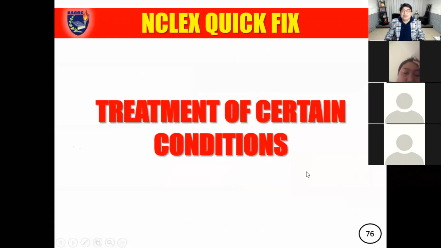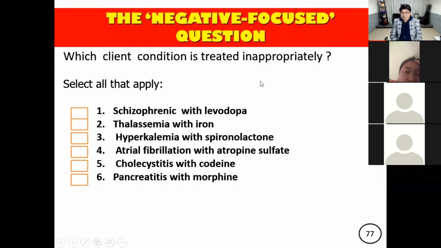Okay, now, what if the question on the test would integrate, wow, more than 5 conditions? Sir, is that possible? It's not an impossibility. It's better to be prepared than to lack preparations. Okay? It's better to be over-prepared. Let me give you an example. Look at this class. This is the negative focus question. Sir, what do you mean by negative focus?